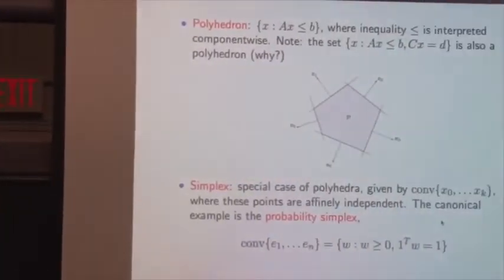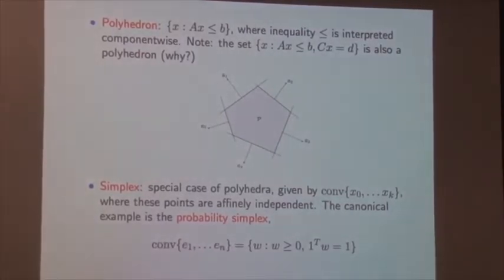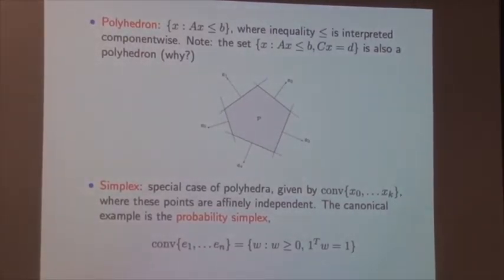So a simplex, like I said, is a special case of a polyhedron. The canonical example of the simplex is the probability simplex, where we take all convex combinations of the canonical basis vectors. These are the vectors that have 1 in one component and 0 in all the rest. That looks like the set of all vectors w that are non-negative and sum to 1. That's a very common one you'll study a lot in optimization problems. It's called the probability simplex.